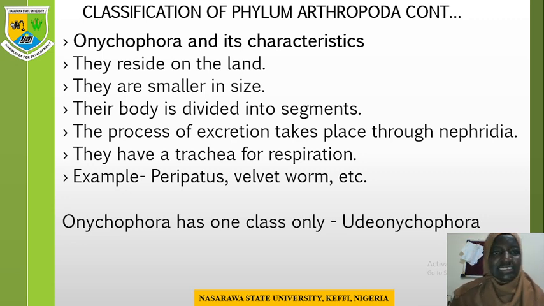Onychophora, as earlier stated, is one of the extinct forms of this phylum. They reside on land. They are smaller in size. Their body is divided into segments, just as the others. The process of excretion takes place through the nephridia. They have a trachea for respiration. Examples are the Peripatus, the velvet worm, etc. Onychophora has only 1 class, the Udinicophora.